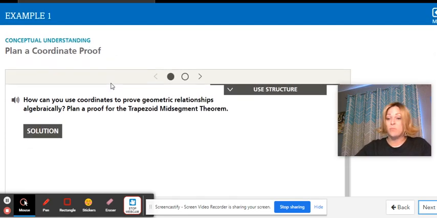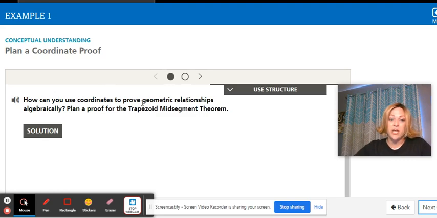All right, example 1, plan a coordinate proof. Think about proofs where something is given and you have to prove something step by step. It's the same concept, but with coordinate geometry, you're actually going to use the math. You're going to find the distances, the lengths, the midpoints, and determine, hey, look, these distances are the same, therefore things are congruent. So your math is going to be your justification instead of straight rules.